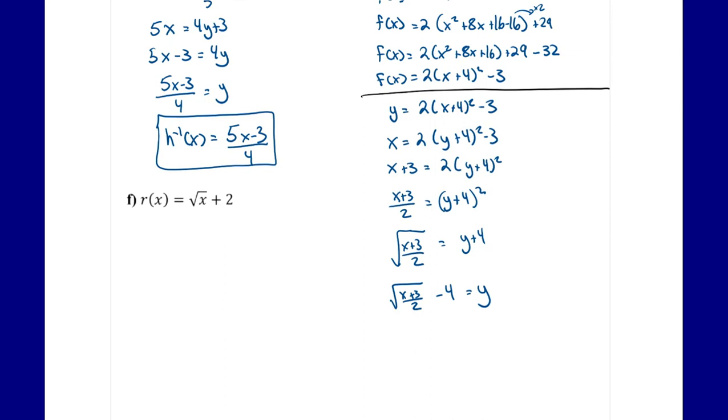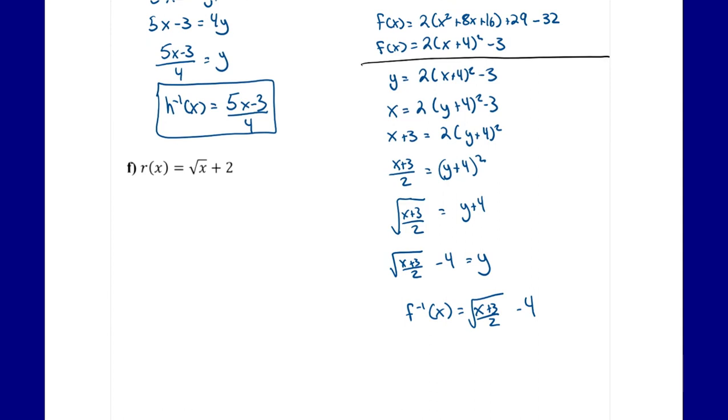Now that I have it all isolated for y, I can reintroduce the function notation. So the inverse of f at x is equal to the square root of (x plus 3) divided by 2, minus 4. And again, we could add the plus or minus in front of it as well. But we typically only really look at the positive. So if you don't, that's okay.